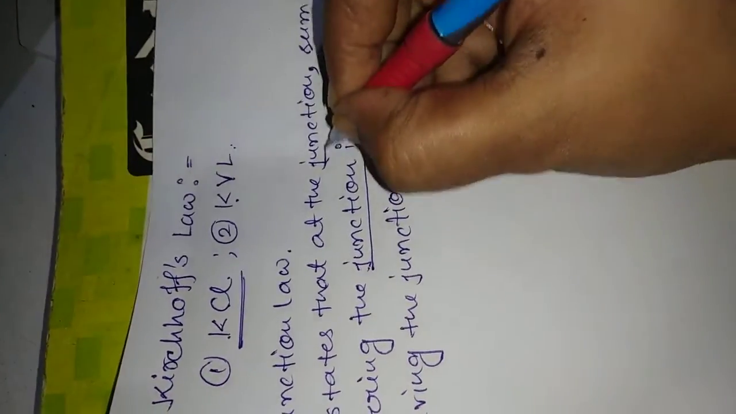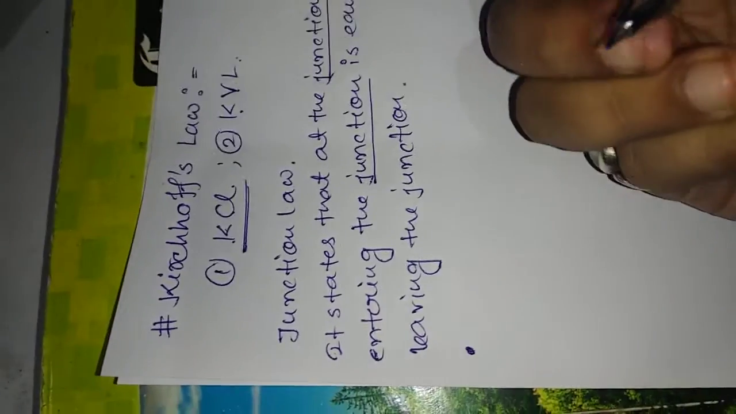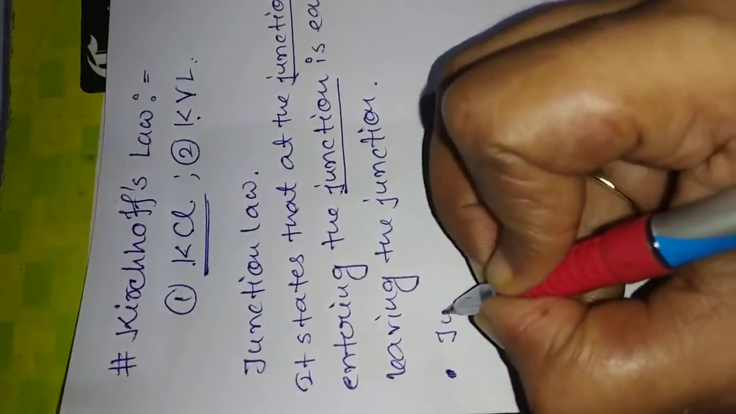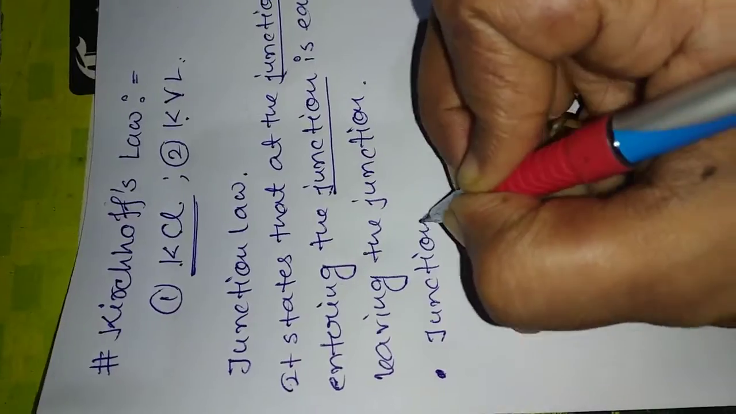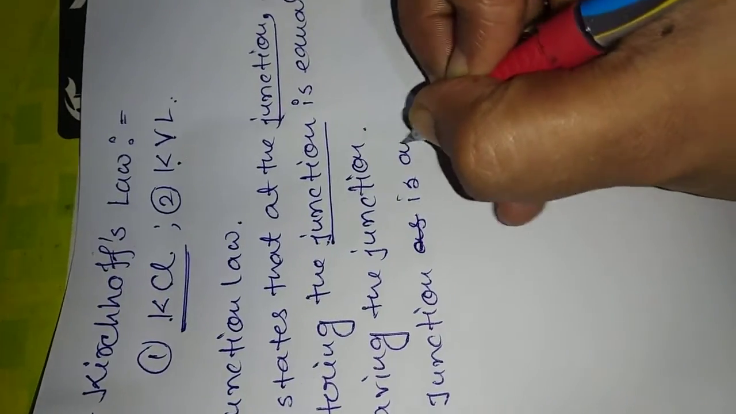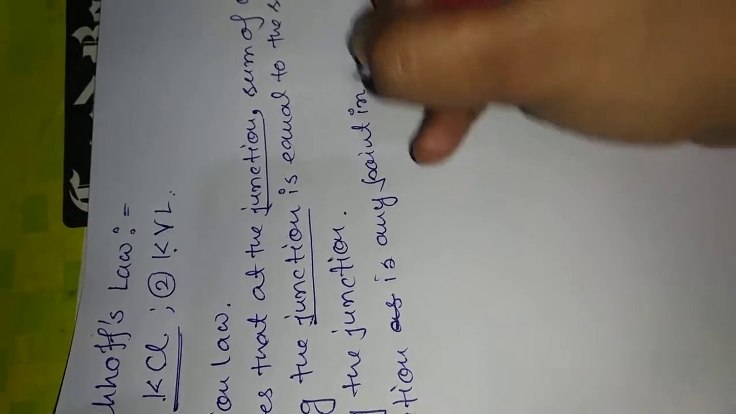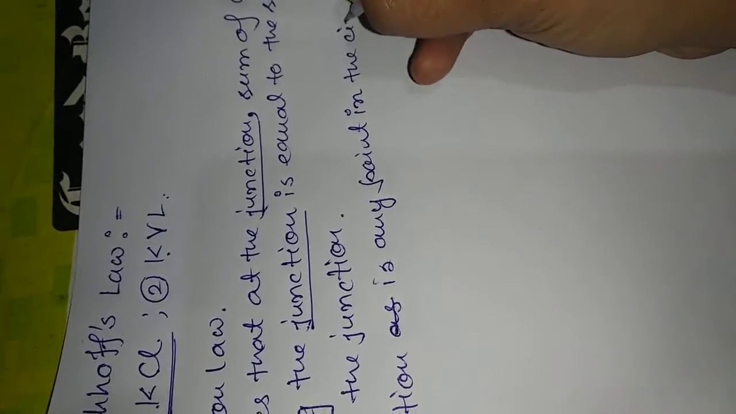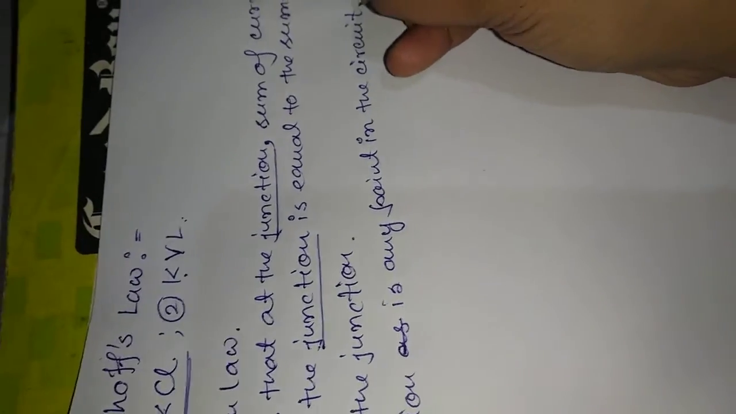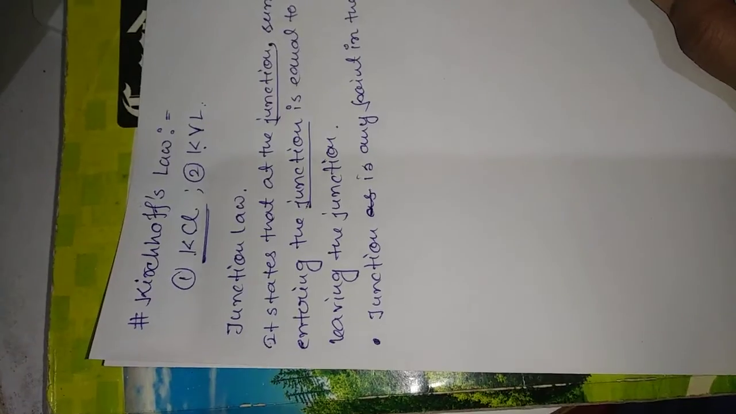Okay. So now, what do you mean by this word junction? Junction is any point in the circuit. Junction can be defined as any point in the circuit. Okay, clear?